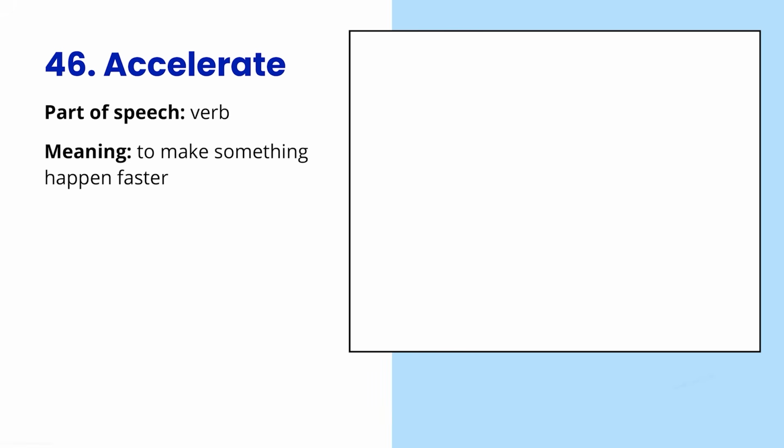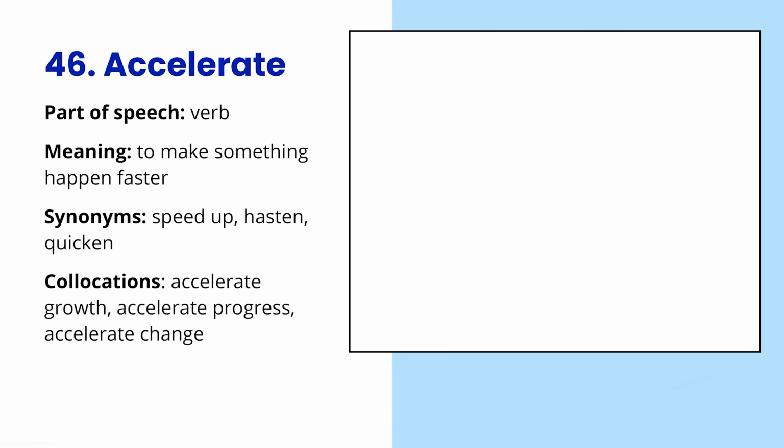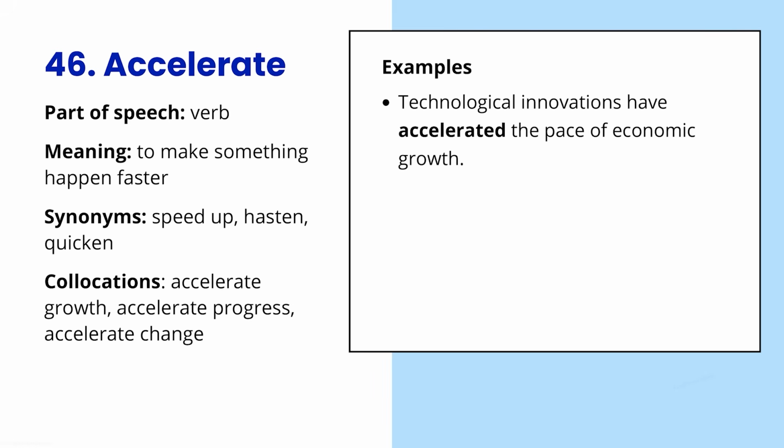Let's move on to 46 now, which is accelerate. Accelerate is a verb and it means to make something happen faster. Synonyms include speed up, hasten, and quicken. Collocations: accelerate growth. So this means to make growth happen faster. Accelerate progress. Same thing, to make progress happen faster. And the last one here, accelerate change. Same thing, okay, you're making change happen faster.